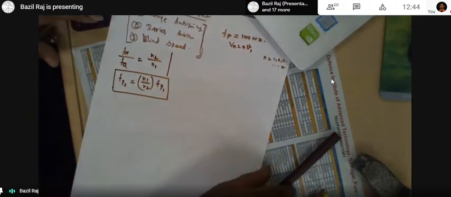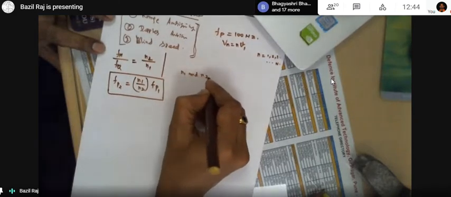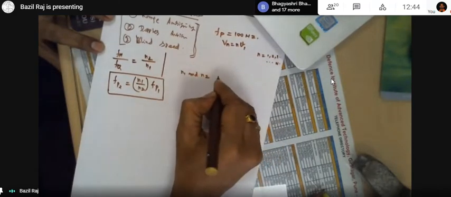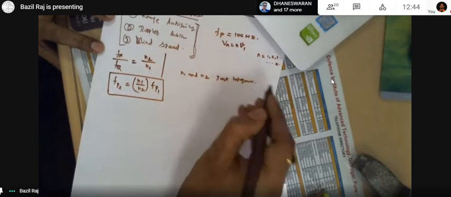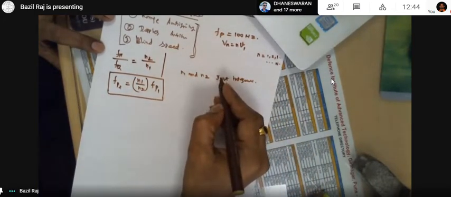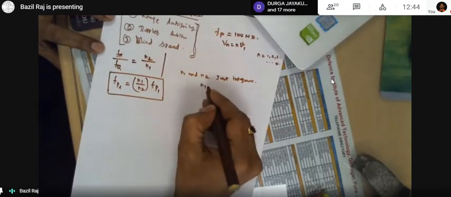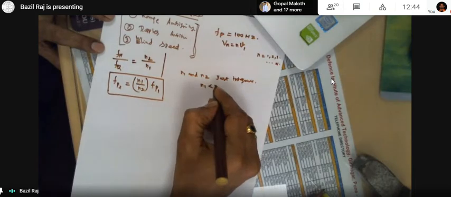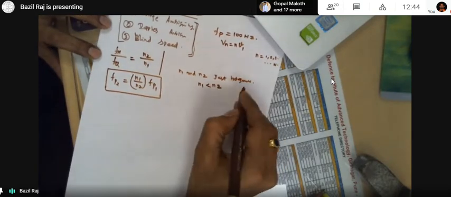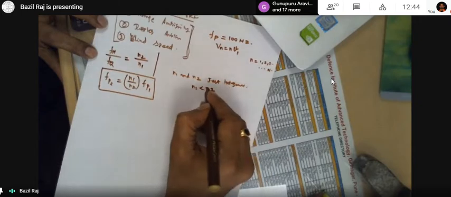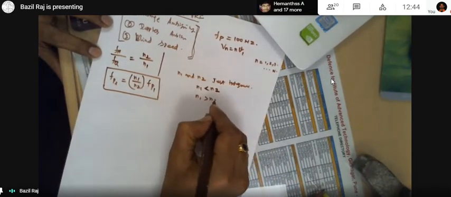N1 and N2 are just integers. N1 by N2, and N1 is typically less than N2. We will go to that one now, right? And what happens when N1 is greater than N2?